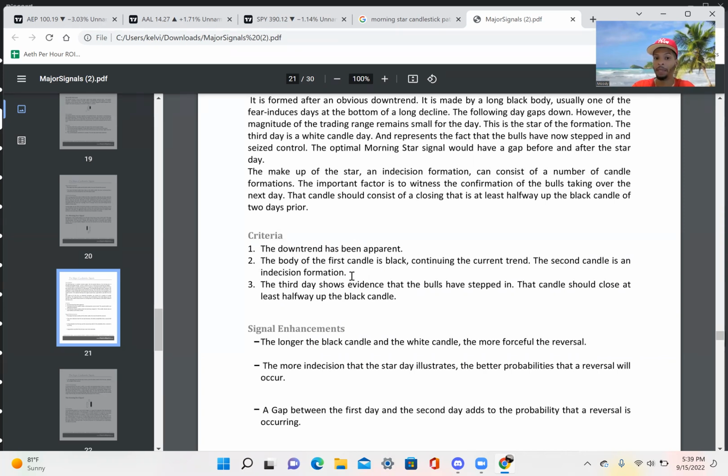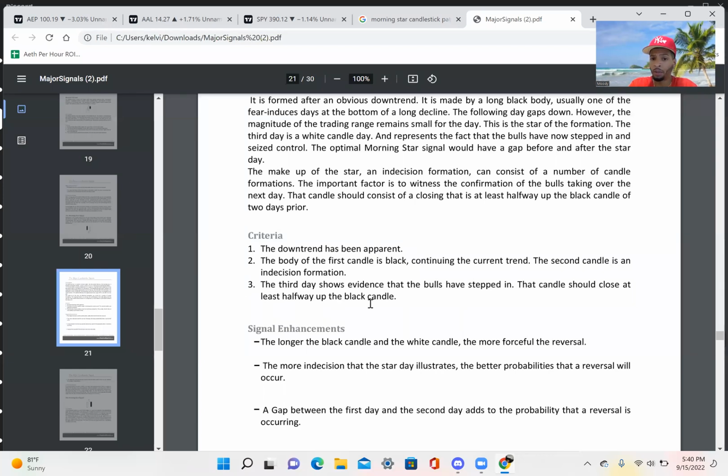A downtrend has been apparent, right? The body of the candlesticks is black, continuing the current trend, right? The second candle is an indecision formation. If we ever hear, and this is so good when you're reading words, I can see the chart as I'm reading it, right? Because I understand candlesticks and I know the definitions of some of them. So when you're hearing indecision, you already understand that that's a doji, right? It's not even a dragonfly, it's not a gravestone, it's not a long-legged doji. It could be a long-legged doji, but it's a common doji. It's just letting you know that there's indecision in the market, right? An indecision formation, which is a doji.